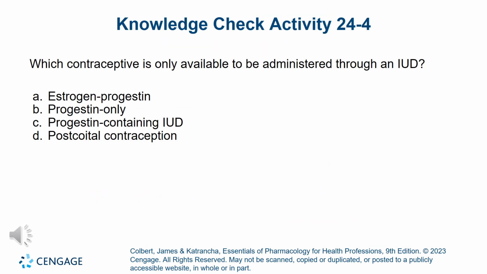Knowledge Check Activity 24-4. Which contraceptive is only available to be administered through an IUD? Is it A, estrogen progestin, B, progestin only, C, progestin containing IUD, or D, postcoital contraception? Write your answer down and you can check it at the end of the video.